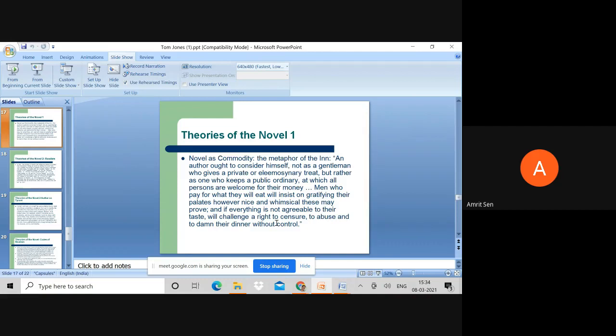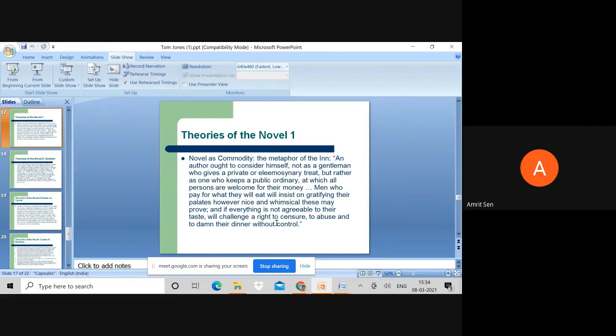So the novel is seen as a kind of an amorphous commodity where people have different expectations. Some come to it for morality, some come to it as a conduct book, some come to it as pleasure. So the novelist has to address these heterogeneous, as it were, components of readerly demands. Men who pay for what they will eat will insist on gratifying their palates, however nice and whimsical these may prove. And if everything is not agreeable to their taste, will challenge a right to censure, to abuse, and to damn their dinner without control. Right?